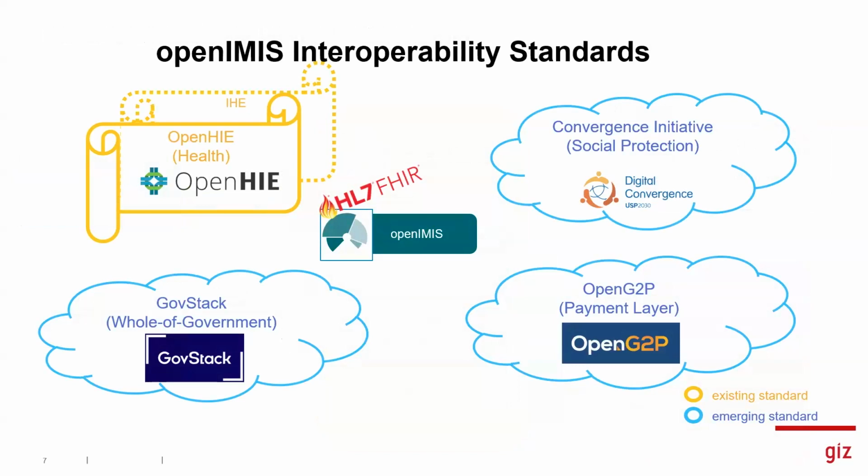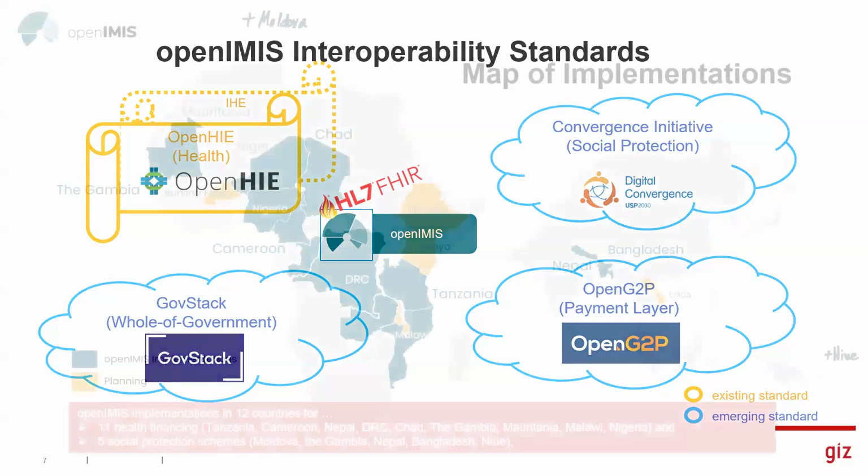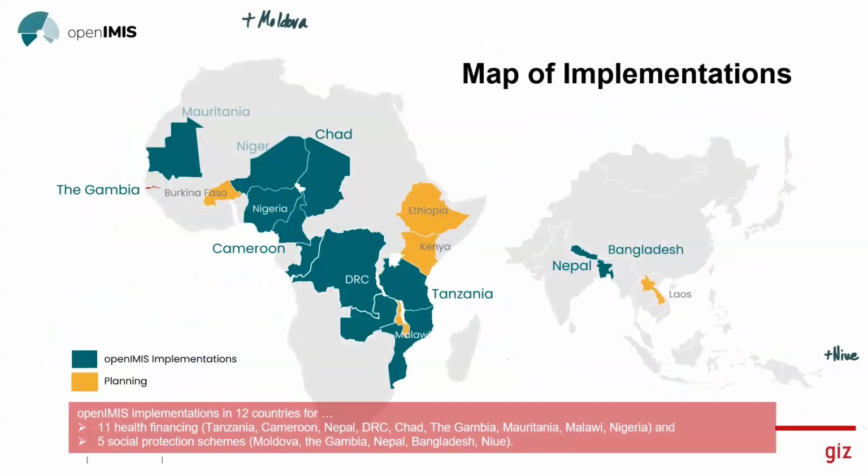There's already one existing standard called OpenHIE, which has a framework which defines the layers of interoperability, what are the systems that could connect to each other. And these three are the new standards that are emerging in the market. So one is the digital convergence. This is a social protection initiative, and they have defined a set of standards for data exchange with the CRVS system and other systems. And there is a payment layer called OpenG2P, which will be interoperable with OpenEMIS in the near future.